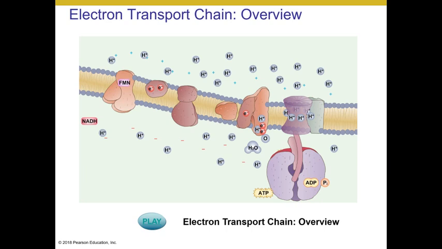Clinical link: cyanide poisoning stops the ETC cold by blocking the final step. Oxygen can't accept electrons and ATP production stops. This is why it's fatal in minutes.